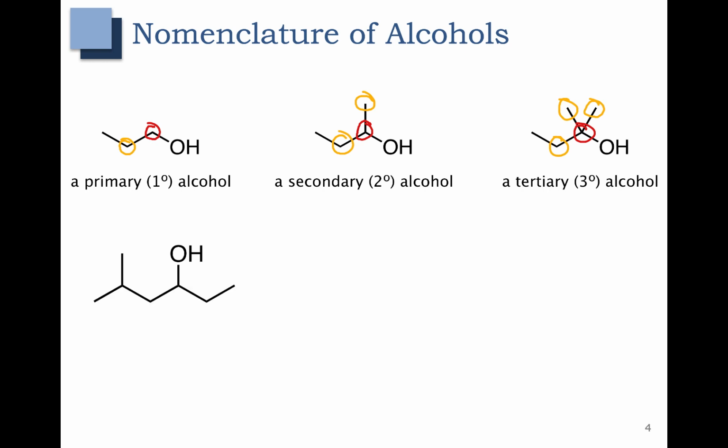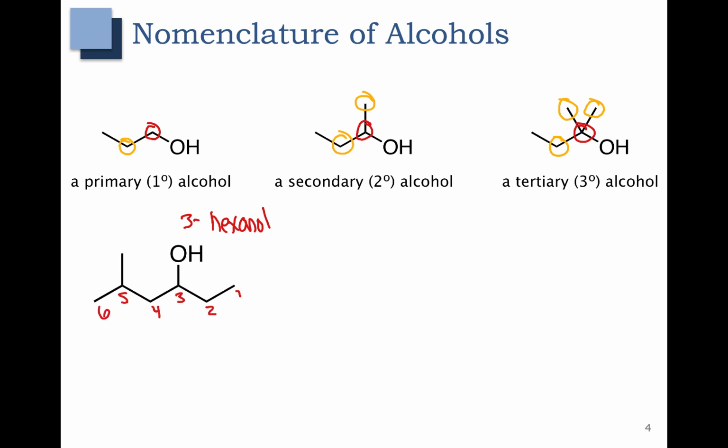Now let's look at our first nomenclature example. We have 1, 2, 3, 4, 5, 6 carbons in our parent chain. That means because we have an alcohol that we're going to have a hexanol. And the alcohol for the hexanol is at position 3. We want to number from the right, 1, 2, 3, because if we number from the left, we won't get the alcohol until 1, 2, 3, 4. So this is a 3-hexanol.